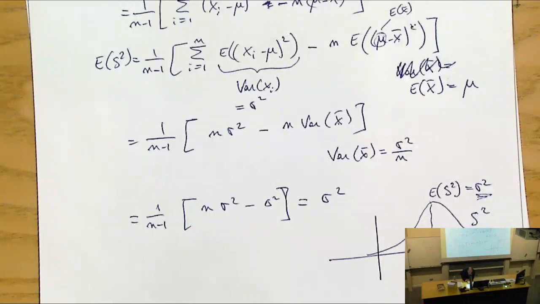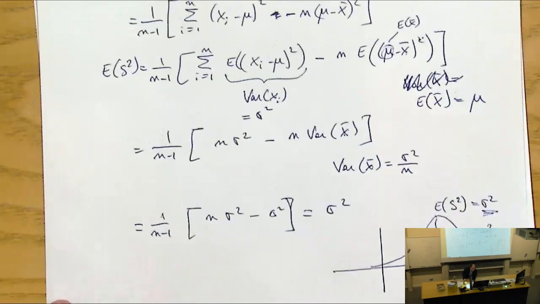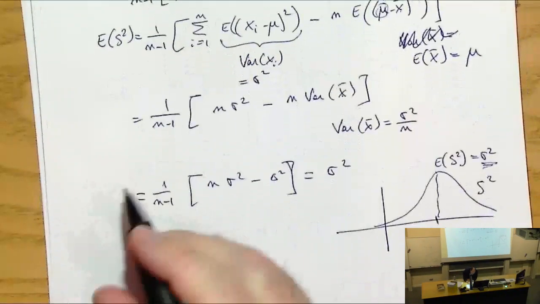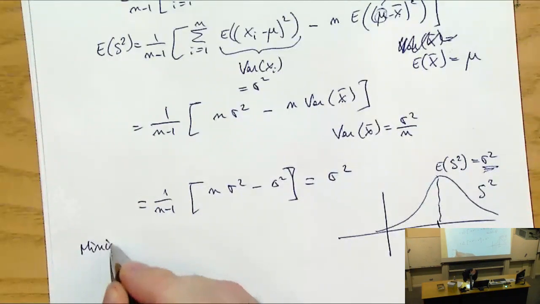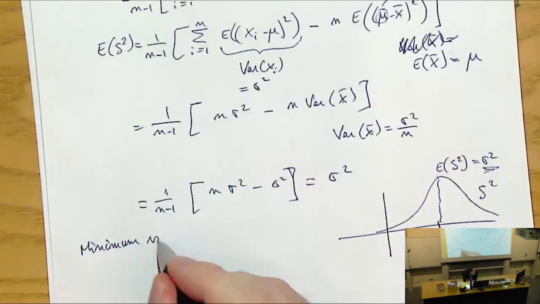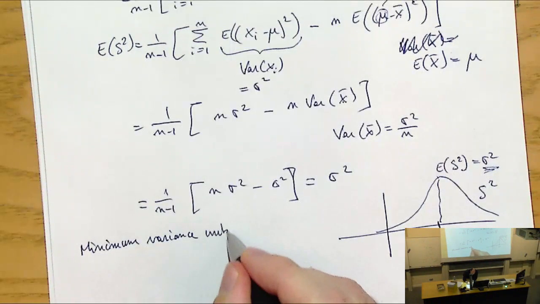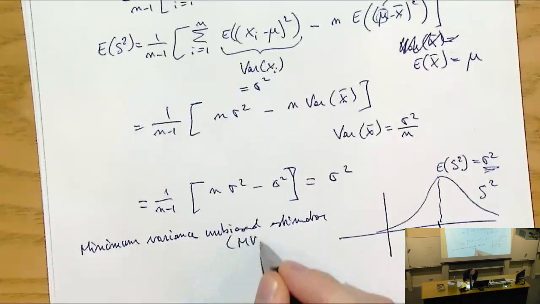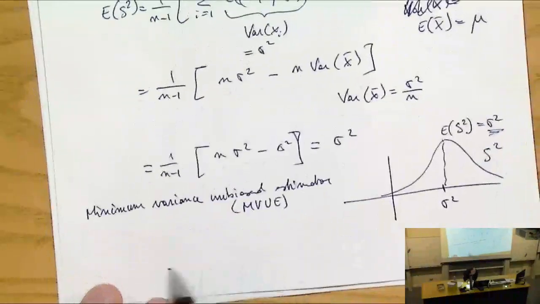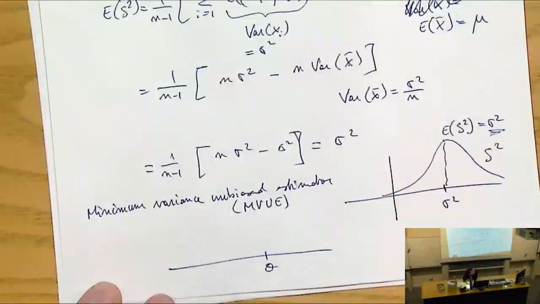Okay, so this is not the only way to design estimators. So that's the notion of biased and unbiased. One thing that is quite natural is that if you have two estimators that are both unbiased, you may want to choose the one that has the minimum variance. This is what is called the minimum variance unbiased estimator, MVUE.